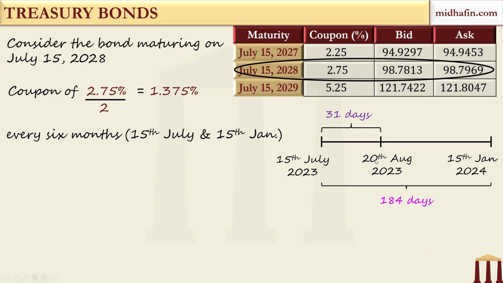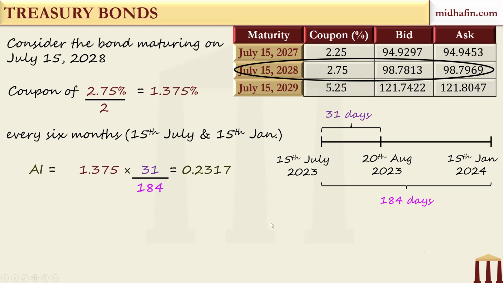Sorry, it has to be 20, not 20th. I think it should be 15th. It is a mistake. 15th of August. And the total number of days in the period from 15th of July to 15th of January, that is between the 2 coupon payment dates, is 184 days. It has been calculated using the date function of the BA II Plus calculator.